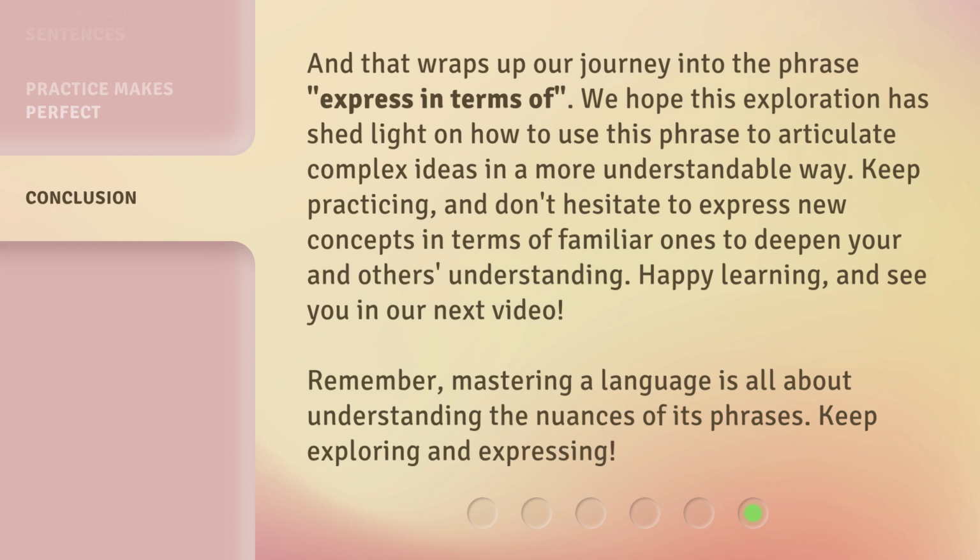Remember, mastering a language is all about understanding the nuances of its phrases. Keep exploring and expressing.